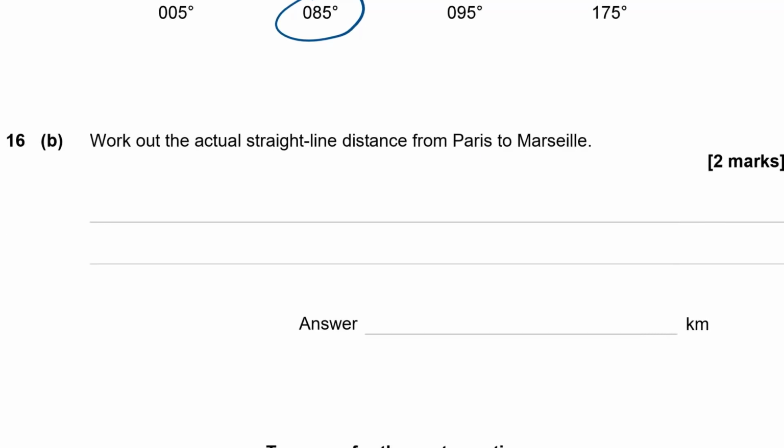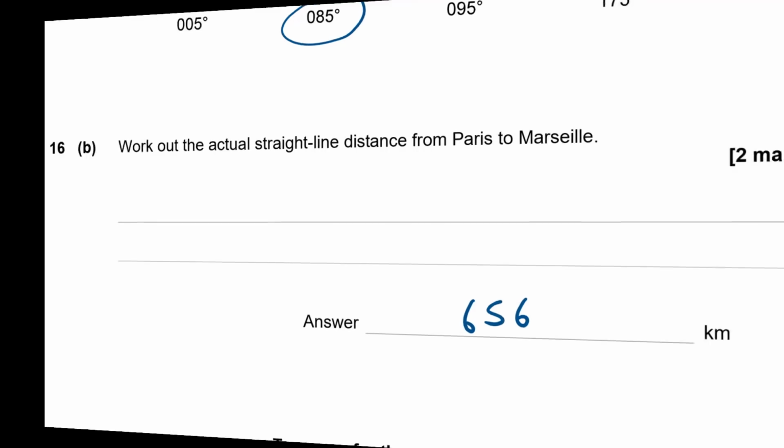So what is the actual distance? It's 656 kilometers. Again, if you're working on a reproduced practice paper that's been photocopied by your school, it might be that it got stretched or squished a little bit, so your answer might be smaller or bigger than that. Don't worry about it too much. As long as you multiplied it correctly by 80, I'm sure you've got the answer.